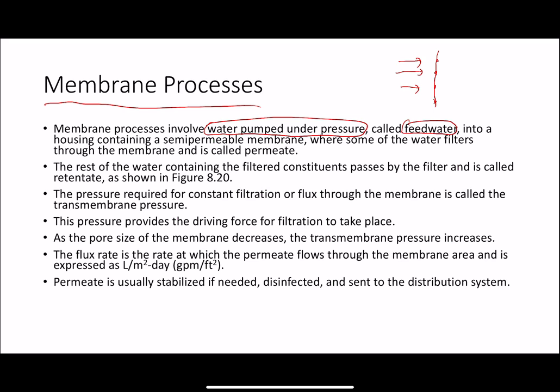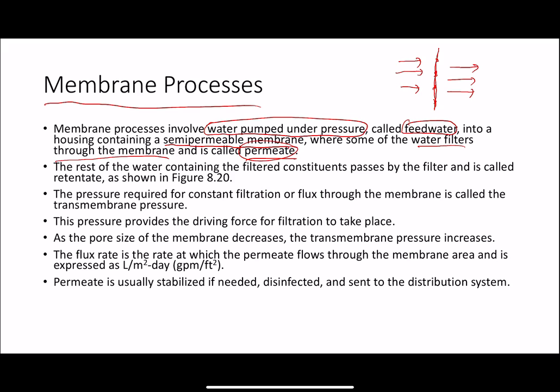We want to take all these organics and inorganics, all these toxic chemicals, out of this feed water. So this is a membrane, and of course, this is the small membrane opening. We push the feed water into a housing containing a semi-impermeable membrane, where some of the water filters through the membrane and is called permeate. Whatever comes out of this membrane, the clean water, is called permeate.